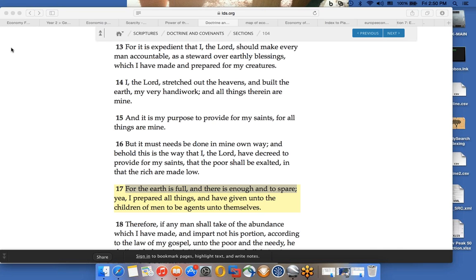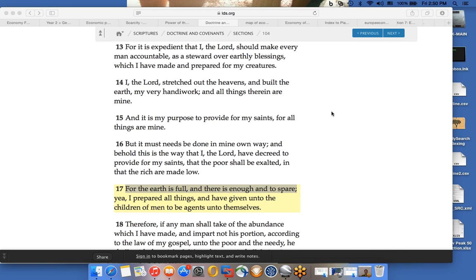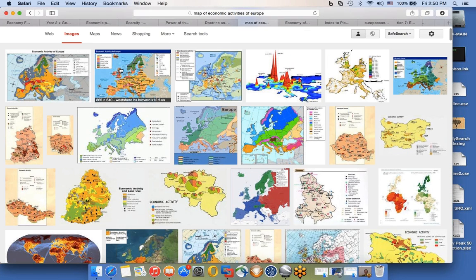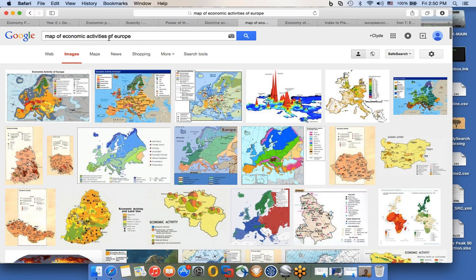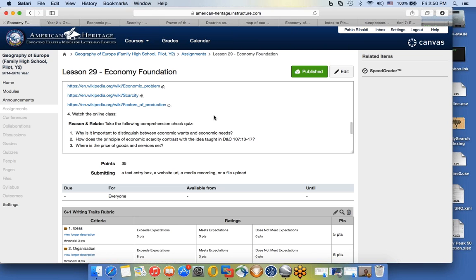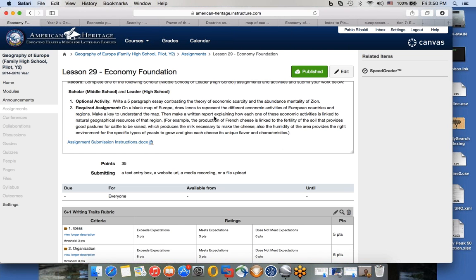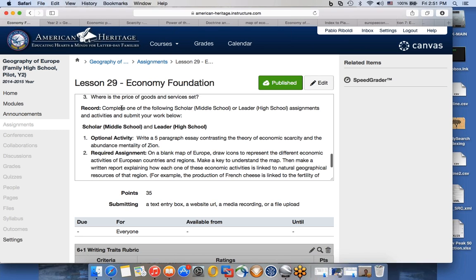All right. So now I'm going to switch tack a little bit, and we are going to talk about the economy of Europe. I did a quick search of a map of economic activities of Europe. The reason I'm doing this is because the assignment for the lesson is the following. Let me increase the size here.